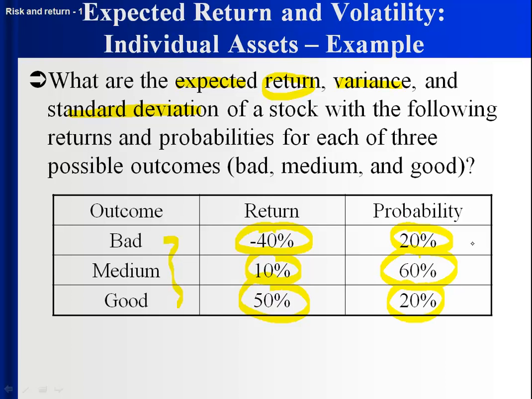And again, notice how it happened. In this case, it happens to be symmetric. That doesn't have to be the case. The one thing we do want to make sure is that the probabilities add up to 100%. So we don't know what's going to happen, but we do know that what does happen is either going to be bad, medium, or good. There's a 100% chance of one of those three happening.